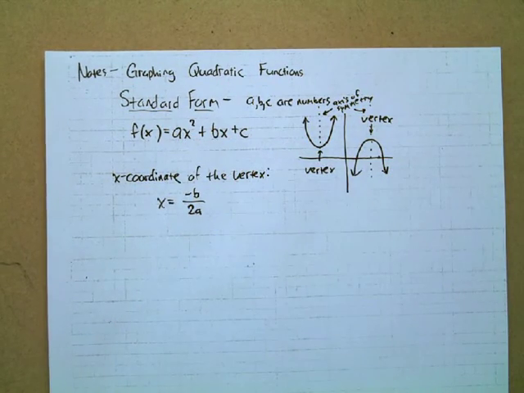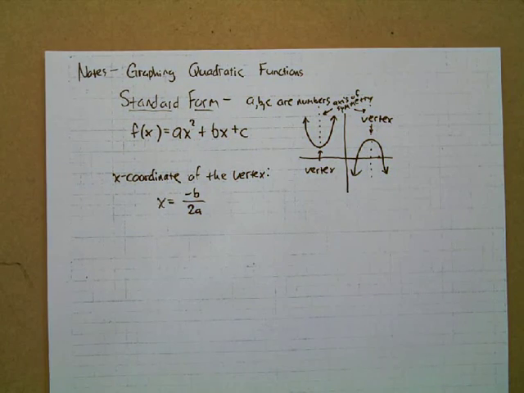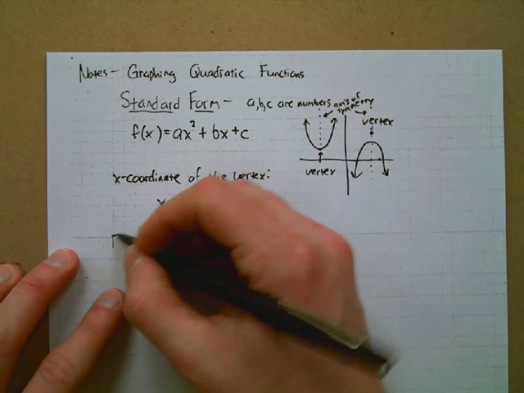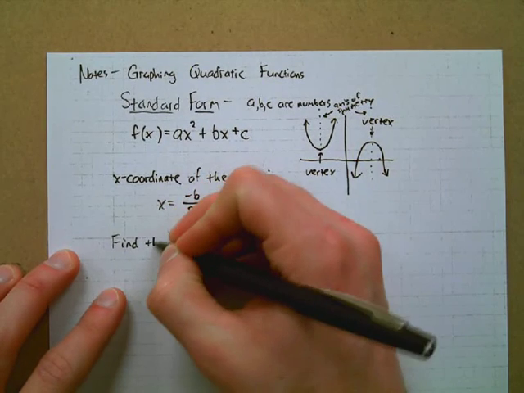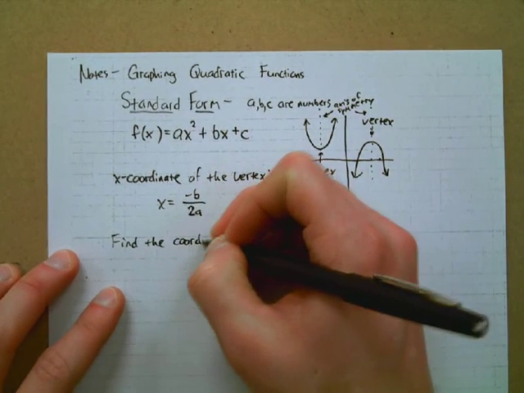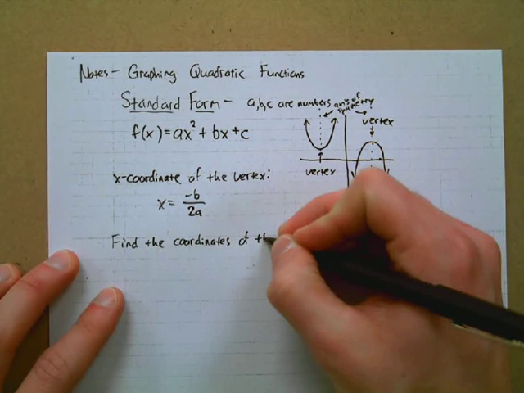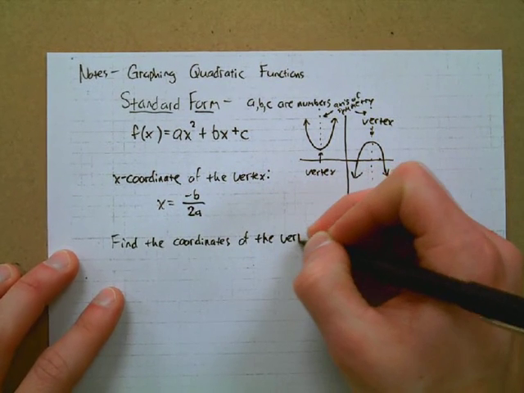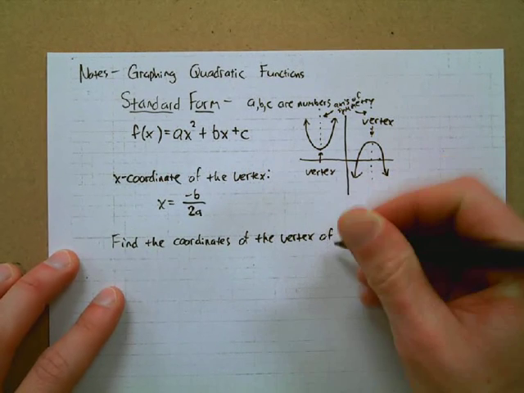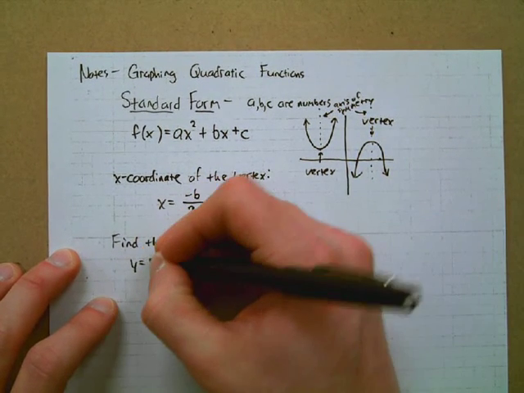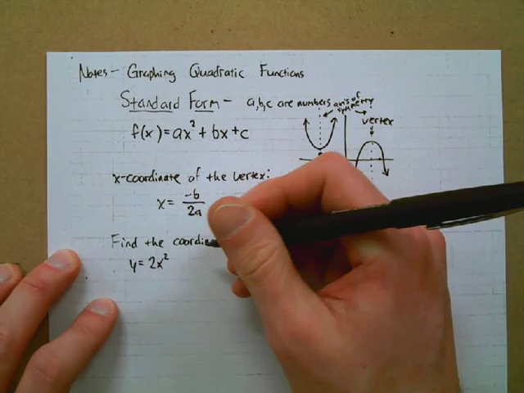So let's do an example here. Let's come up with a quadratic equation. Let's find the coordinates of the vertex of y equals 2x squared minus 8x plus 6.